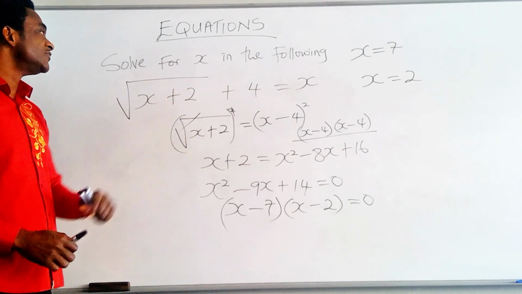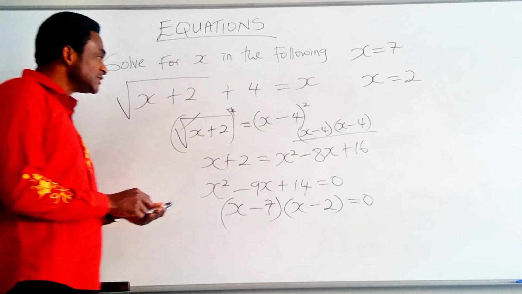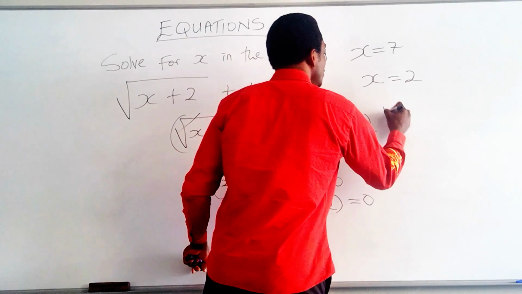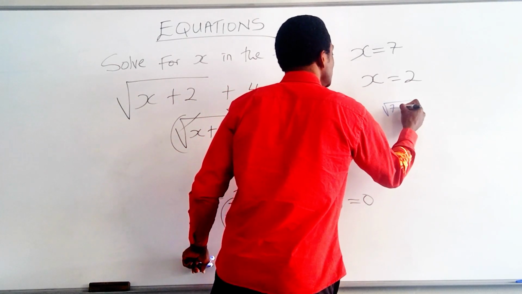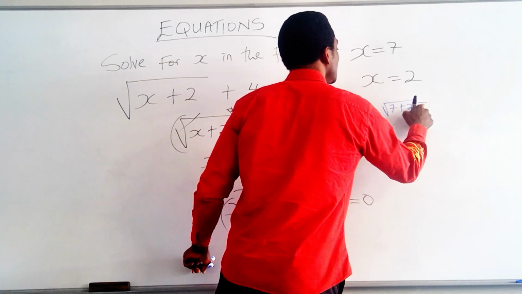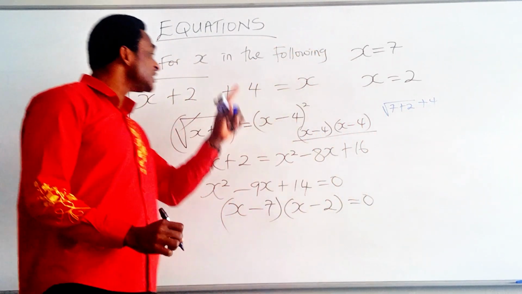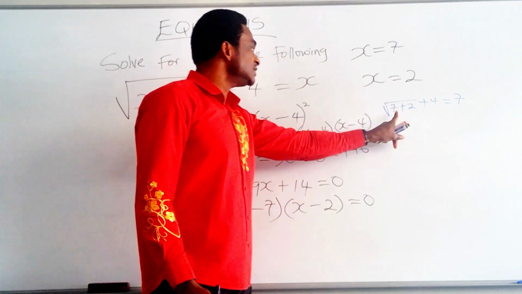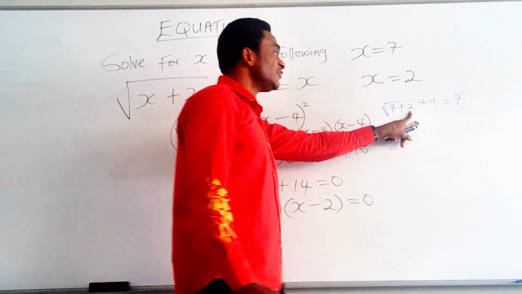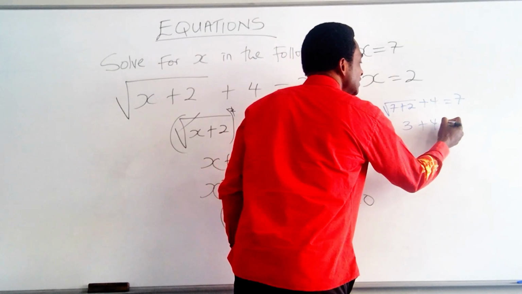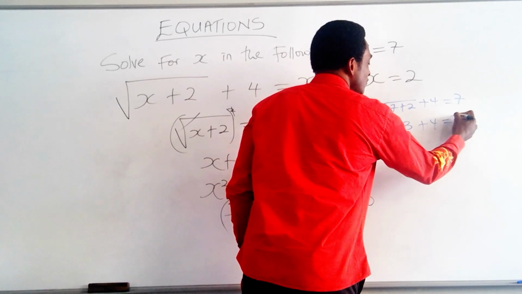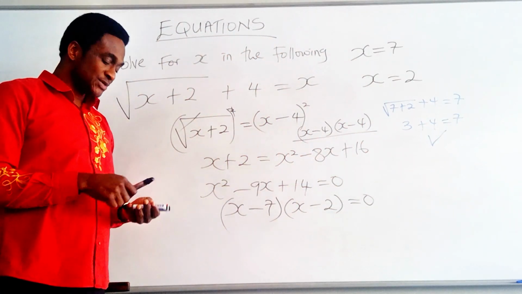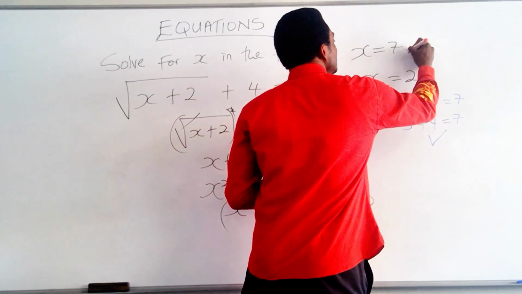How do we do that? Let's take 7 for instance. If we are testing for 7, then we are going to have root of x being 7 plus 2, plus 4 from the original. Remember, you test with the original. Is it equal to x being 7? Now look at it. 7 plus 2 is 9. Root of 9 is 3. Plus the 4 outside. Is it equivalent to 7? This is valid. So 7 being an answer is valid.